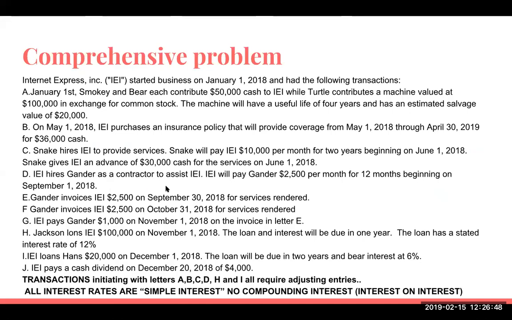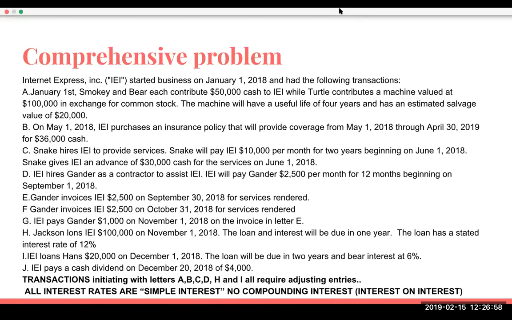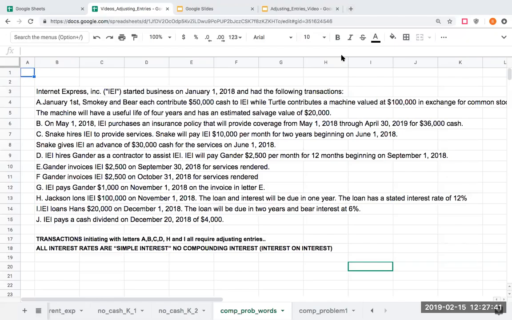So right now we're going to go through and do a comprehensive problem, and this involves everything we've been going over in the other videos. I'm just going to pause momentarily as we jump to our next screen. So we have here Internet Express, who started business on January 1st, 2018, and had the following transactions.